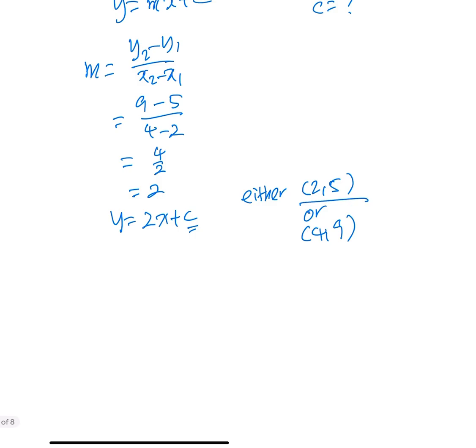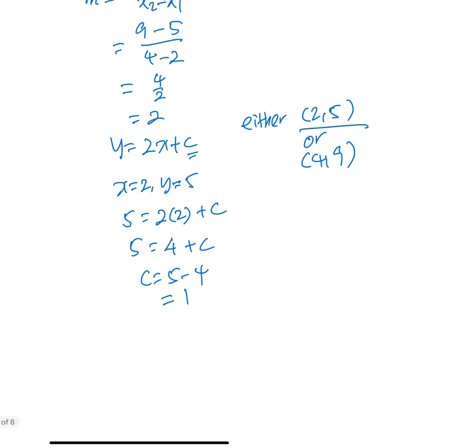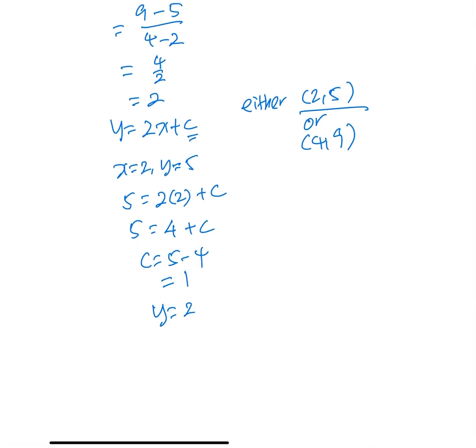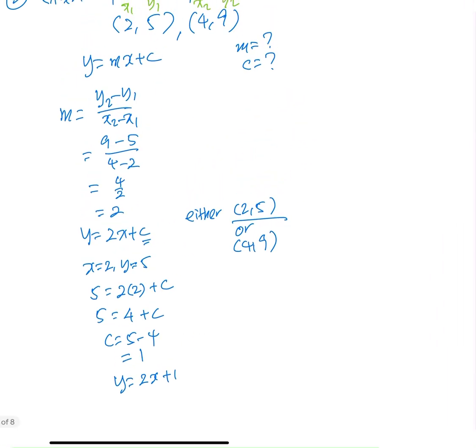So let me use (2, 5). When x is equal to 2, y is equal to 5. So I replace it in 2 times 2 plus c. So 5 equals 4 plus c. c equals 5 minus 4, which equals 1. So y equals 2x plus 1. Okay, so this is how we can find the equation of a straight line.